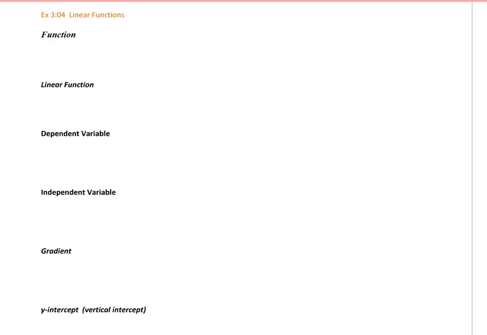In exercise 304, we're returning to a concept that you've looked at before. As you can see, the title is called Linear Functions. Now, linear you've seen before. Linear you know as straight line. That's where the word comes from. Functions you may not be all that familiar with.